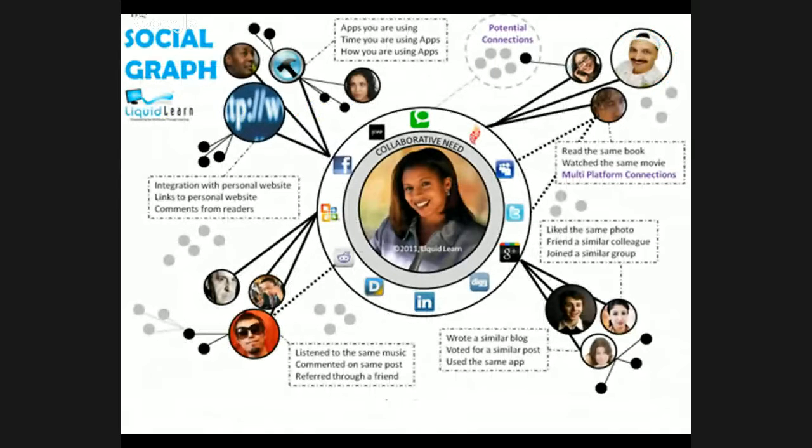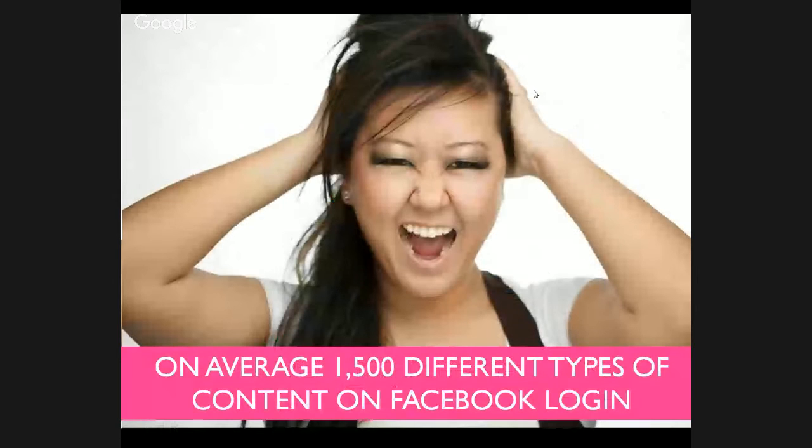The big one, the social graph. We don't need to spend much more time on this. Let's just recap that whatever you do, whatever you listen to, whoever you friend, whoever you make contact with, whatever books, posts you read, whatever you like, is data of somebody else.